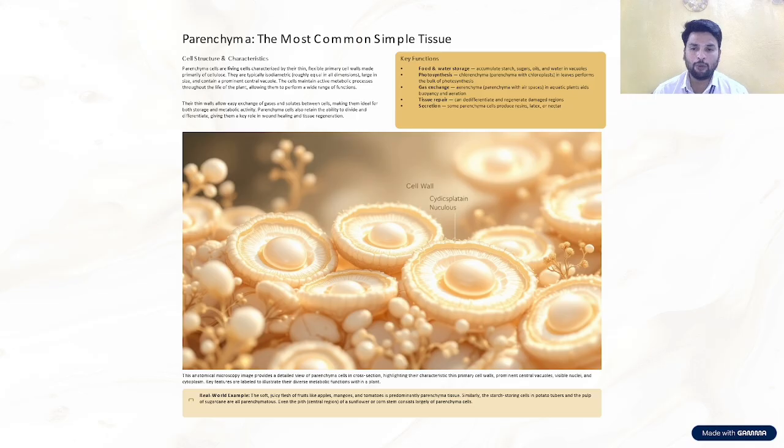This anatomical microscopic image provides a detailed view of parenchyma cells in cross section, highlighting their characteristics: thin primary cell wall, prominent vacuoles, visible nuclei, and cytoplasm. Real-world examples are the soft, juicy parts of fruits like apples, mangoes, and tomatoes, which are predominantly parenchymatous tissue. Similarly, starch-storing cells in potato tubers and the pulp of sugarcane are parenchymatous tissue. Even the pith, the central region of the sunflower stem, consists largely of parenchymatous cells.